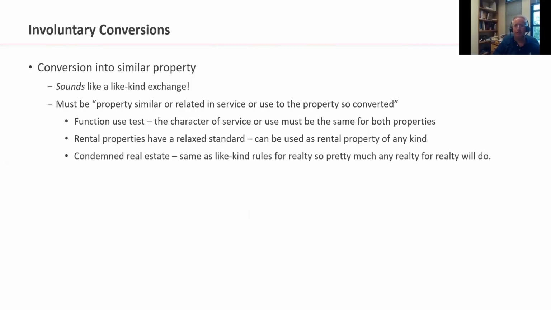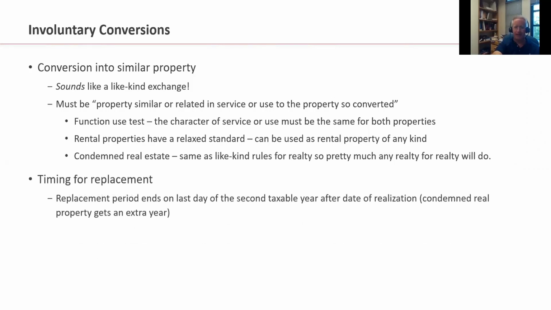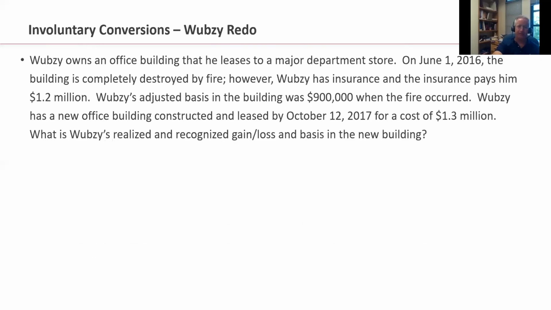Condemned real estate, so if for some reason the city condemns my property, because that's an involuntary conversion, it's like-kind rules. Pretty much any realty for any realty will do. And when you think about that, that makes good sense. If my building just got condemned, it got condemned. I can't make it into something else. There's a pretty good bet the city condemned it, took it over, they're putting a highway on it, they're giving me some other property in exchange. So kind of any for realty is going to do. The timing for replacement, again, the book does an adequate job with that.